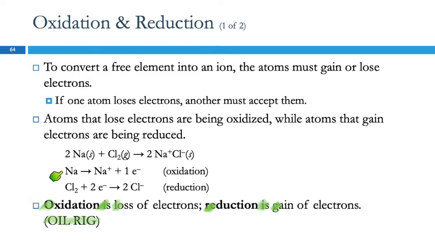Here, the sodium atom has lost an electron. That electron is going to a chlorine atom. But oxidation is loss of electrons. This chlorine molecule is getting electrons. It's gaining electrons. So reduction is gain of electrons. So we've got "horses need oats for clear brown eyes," and now we've got OIL RIG.